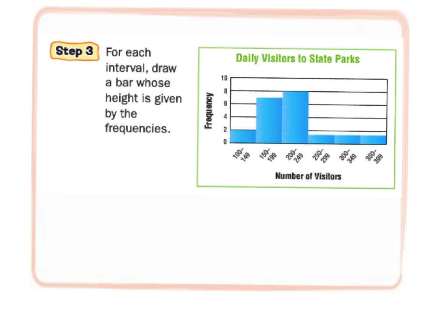And then step 3, you're going to draw, for each interval, a bar whose height is given by the frequencies. So remember, for that first interval we had 2, and then it was at 7, 8, 1, 1, and 1. Okay, so you would fill those in with a bar.